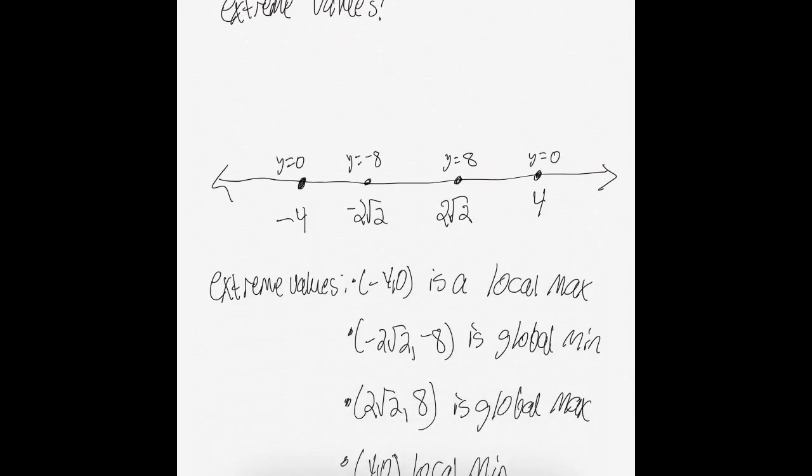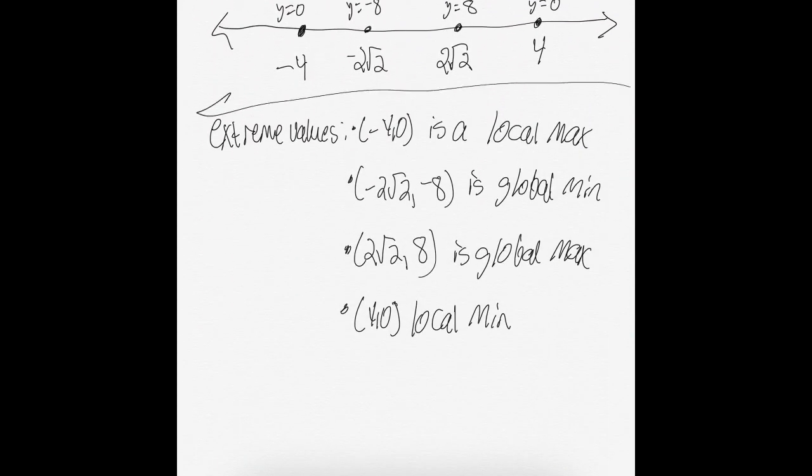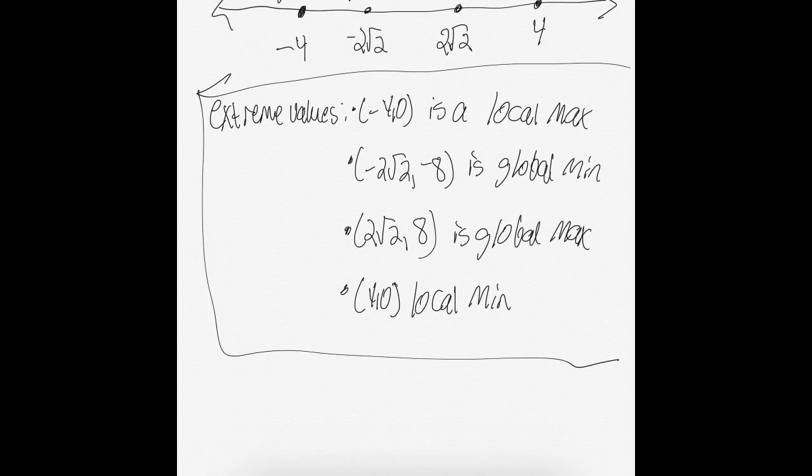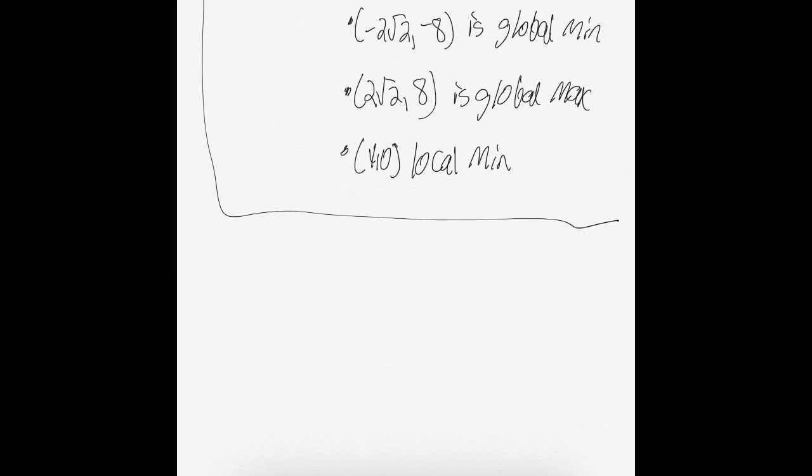Okay, so these are our critical points. We found our domain. Where did we find our domain? Here we found our domain endpoints, and here we found our extreme values. The way that you do that, I think the number line is a great technique. You plug in your values and you see what's going on.